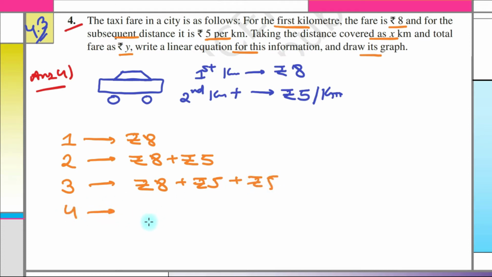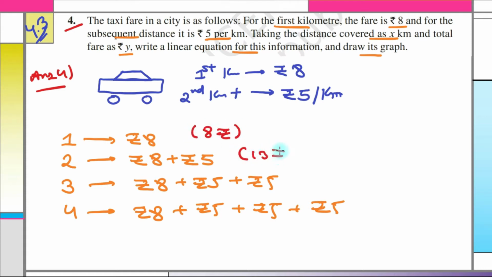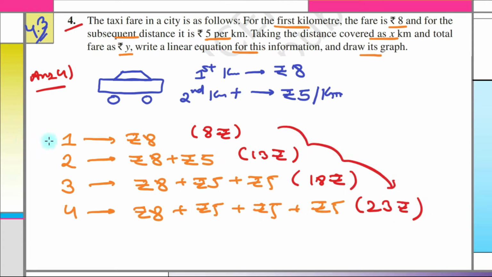If I travel 4 kilometers in the taxi, it is rupees 8 for the first kilometer, rupees 5 for the second, rupees 5 again for the third, and rupees 5 for the fourth. So this is how the pattern is. 8 rupees for the first kilometer, 13 rupees for the second, 8 plus 5 is 13, then again 5, that is 18 rupees, then again 23 rupees. So this is how the value is changing, and this is the kilometers and this is the charge in rupees.